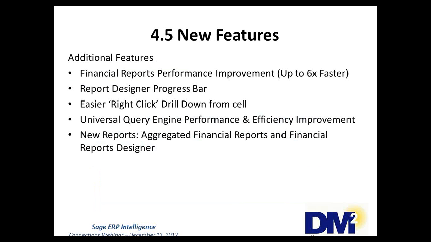Some of the other additional features that we did in 4.5, again, performance enhancements are huge, especially with the new in-memory engine that's just making things up to 6 times faster. We saw that right-click drill down. That was really easy. Straight from the cell, right-click, and it brought us up on another tab with all that detail. So that's really handy as well. The universal query engine, again, we're just getting more efficient, better, faster, along with everything else.